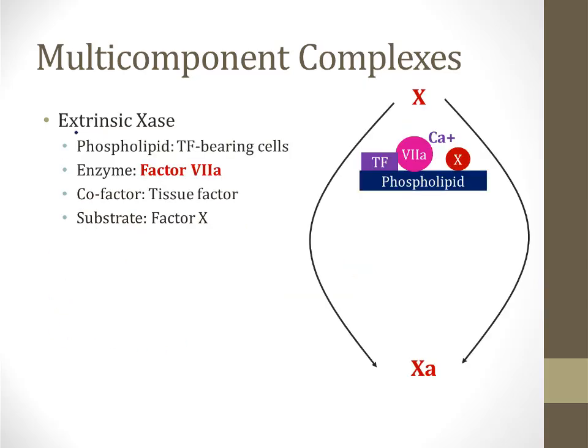So the first complex is called extrinsic 10-ACE. It converts factor 10 into factor 10A. It consists of a phospholipid that comes from tissue factor-bearing cells. The enzyme is factor 7A, the cofactor is tissue factor, and the substrate is factor X.